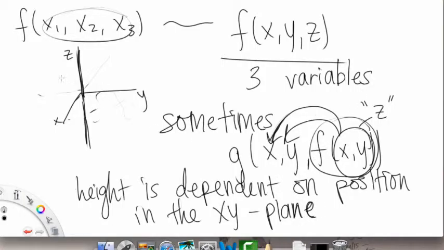So our surface, like the height up here, that's determined by our point on the xy plane. Okay, so that determines our z coordinate. So let's do a little example of something that we'll have to watch out for when graphing surfaces and considering surfaces.